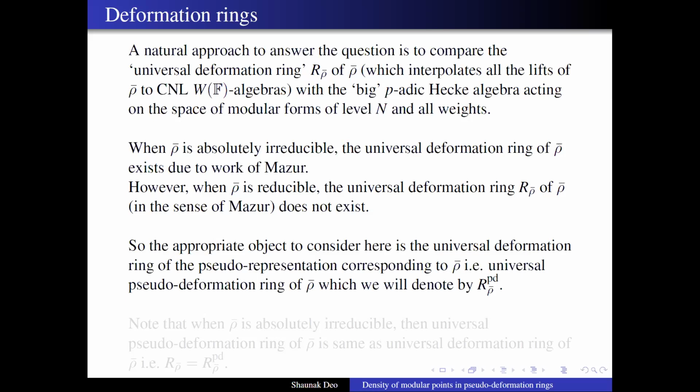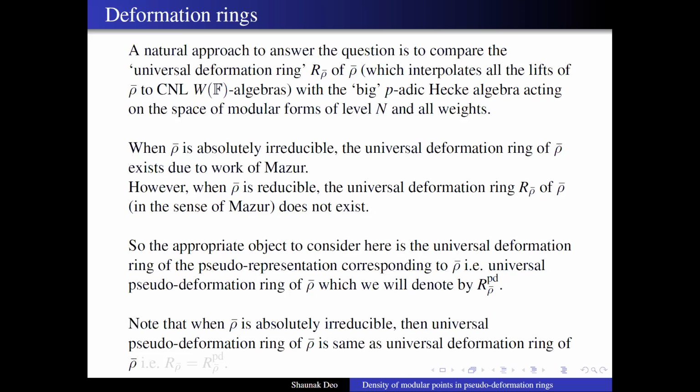I will say in a moment what this pseudo-representation corresponding to rho bar is, but an important point to note is that in the case of absolutely irreducible representations, the universal deformation ring of rho bar in the sense of Mazur is the same as the universal pseudo-deformation ring of rho bar. So we are really considering the right object here, because when you go to the absolutely irreducible case, about which we know more, it gives us the familiar object that we have, R_rho bar. So we are really studying their lifts when we are in the absolutely irreducible case.